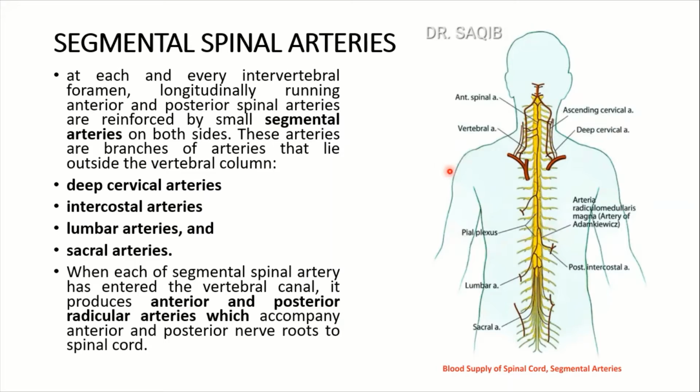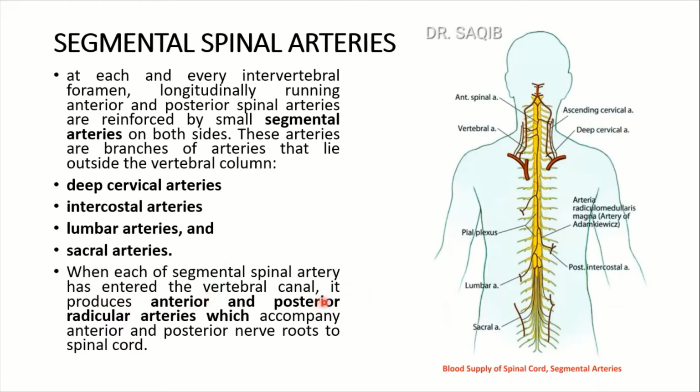Then here you go down and there would be the posterior intercostal arteries, right? And then the lumbar arteries. Here you see the lumbar artery, a branch of the aorta, and the sacral arteries, right? So at each level they give the segmental arteries.